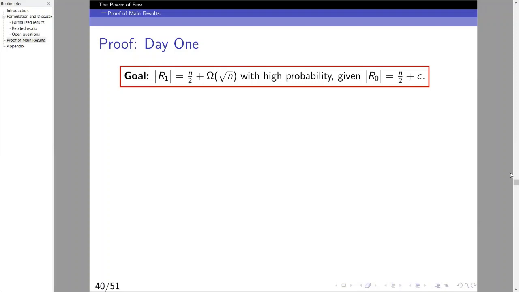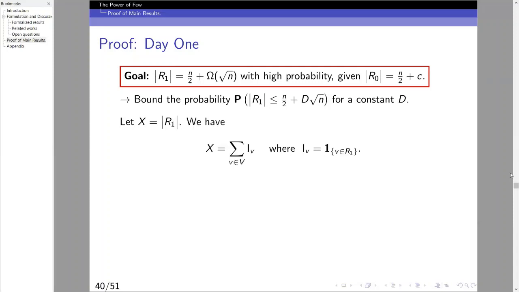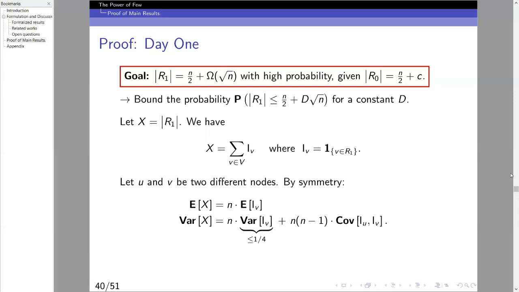So let's prove for day 1. We want to bound the probability that the size of R1 is less than half of n plus some v times square root of n. And so we write x, being the size of R1, as a sum of indicators, each for the event that v turns red. We can write the E and var of x using the E and var and covariance of IU and IV for U and V being 2 different nodes.